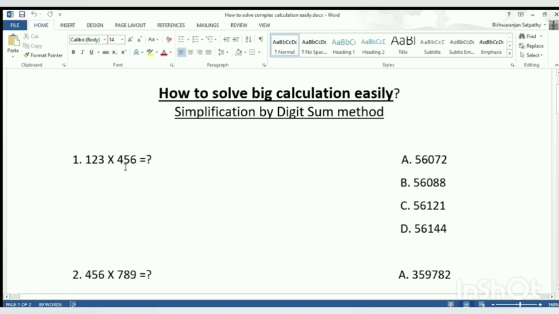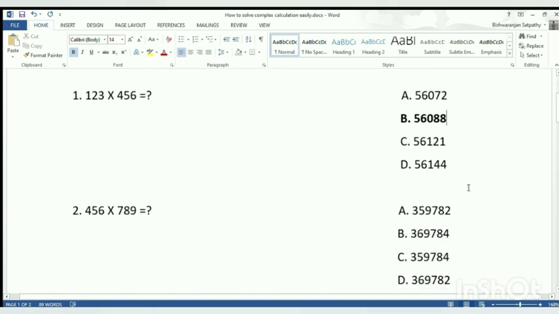So it is quite easy: in the unit place of this number 3 is there, and in the unit place of this number 6 is there. So when we multiply it, it will become 18. So 8 should be in the unit place of the answer, right? So here in option B you can see 56088. Here 8 is there in the unit place, so this is our answer. I'll be showing you the answer in bold, and I will do the necessary eliminations and make them red color.